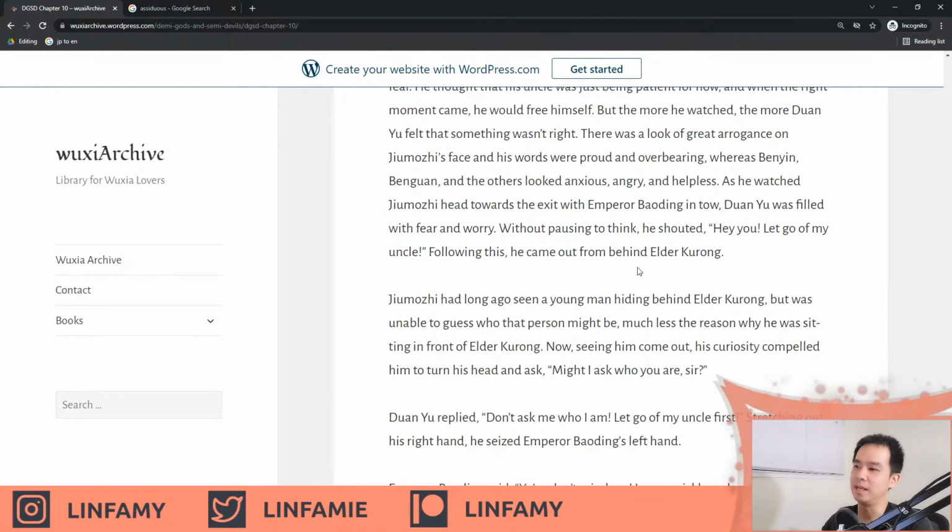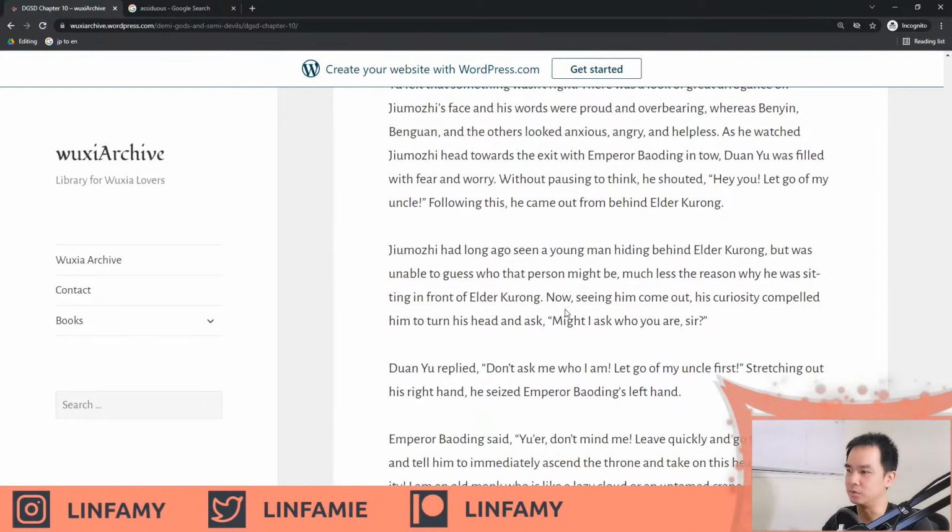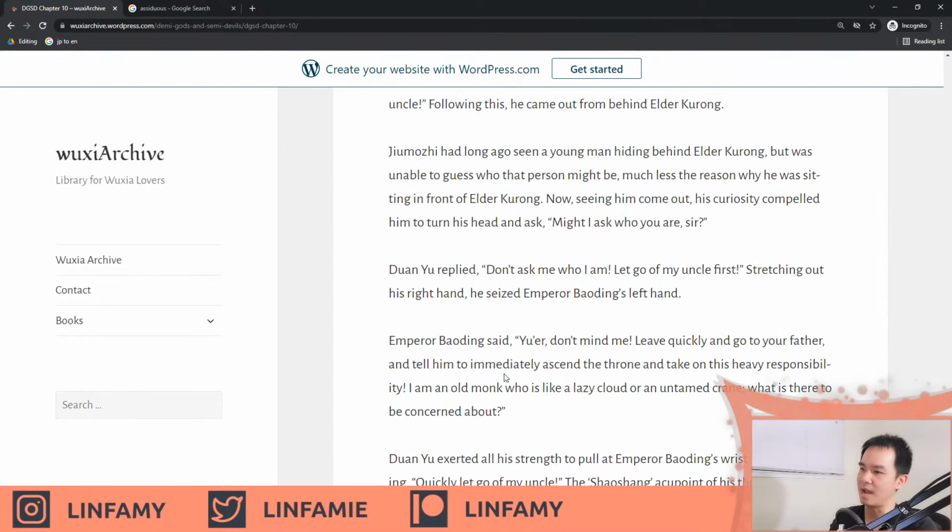Following this, he came out from behind Elder Kurong. Jiumotsu had long ago seen a young man hiding behind Elder Kurong, but was unable to guess who that person might be, much less the reason why he was sitting in front of Elder Kurong. Now, seeing him come out, his curiosity compelled him to turn his head and ask, "Might I ask who you are, sir?" Duan Yu replied, "Don't ask me who I am.